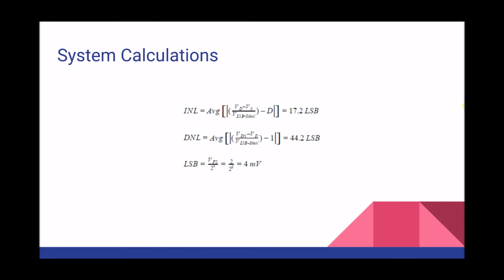Here, we see calculations for the system. The least significant bit was about 4 millivolts, and the INL and DNL were taken by comparing the real and idealized graphs on the previous page. The values you see here were obtained by applying these formulas to each step in conjunction with the previous step.